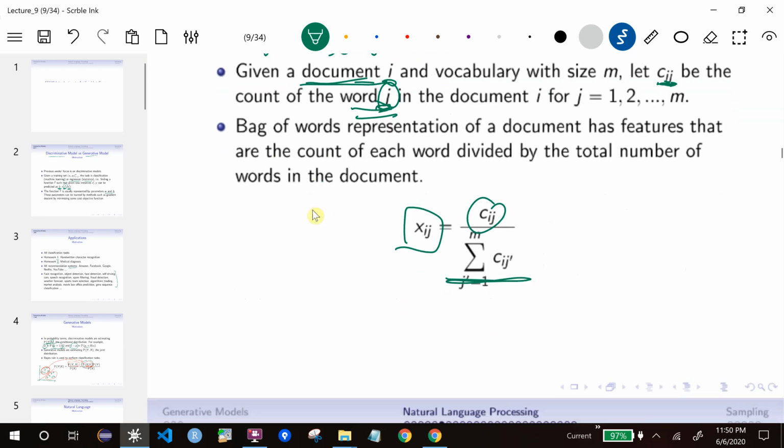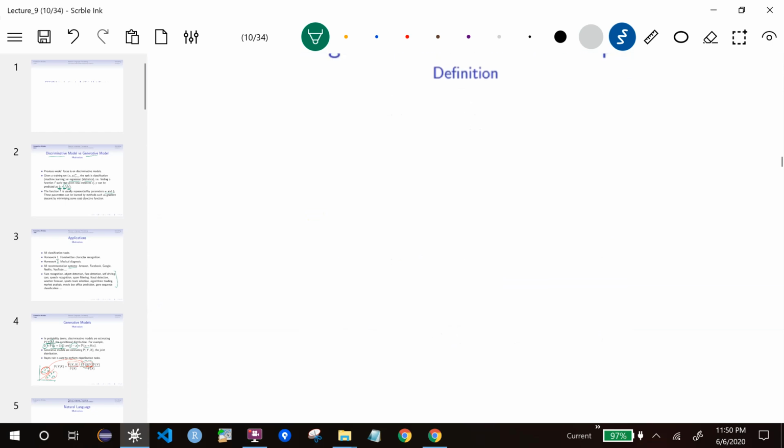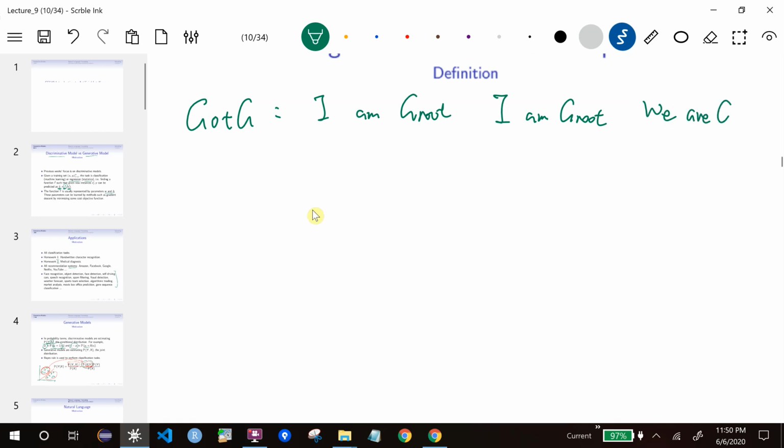Okay, so without a simple example, it's kind of hard to explain what this is. Let's assume we are reading the script of the movie Guardians of the Galaxy, and we only focus on what Vin Diesel said. For the people who know this, it's basically just "I am Groot, I am Groot," and maybe lots and lots of them, but I would just assume two of them. And then at the end, he said, "We are Groot."